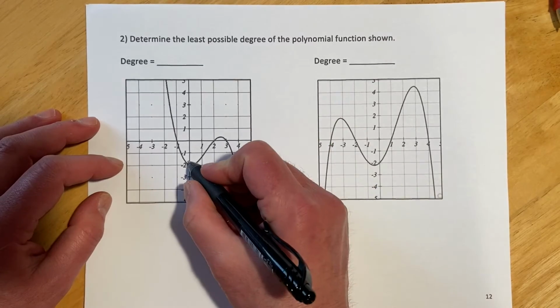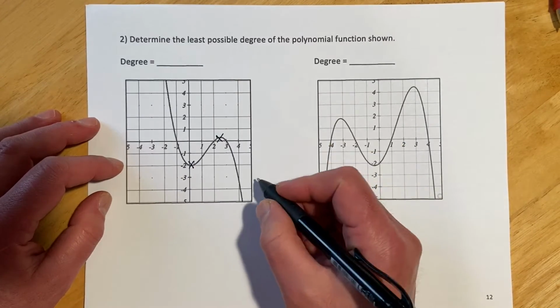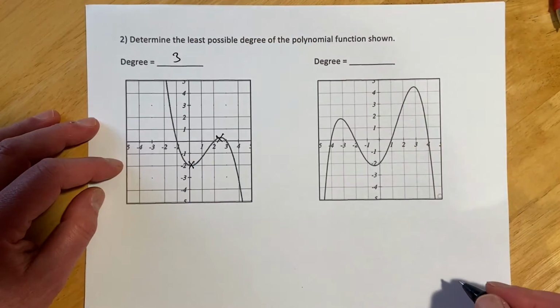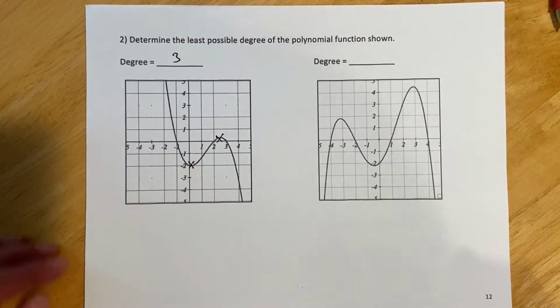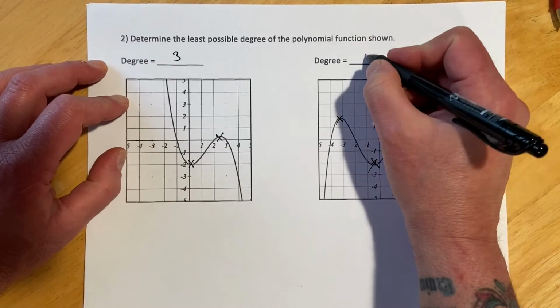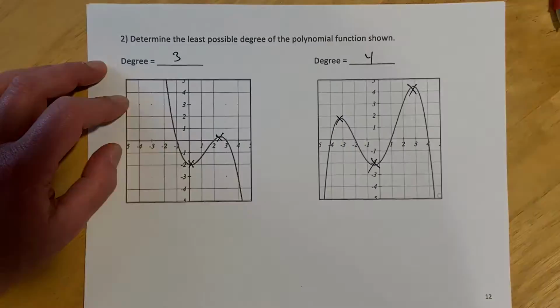So for this function, we have a turning point here and a turning point here. And so we have 2 turning points plus 1, so that would make it 3 would be the least possible. Here we have 1, 2, 3 turning points, so our least possible degree would be 4.